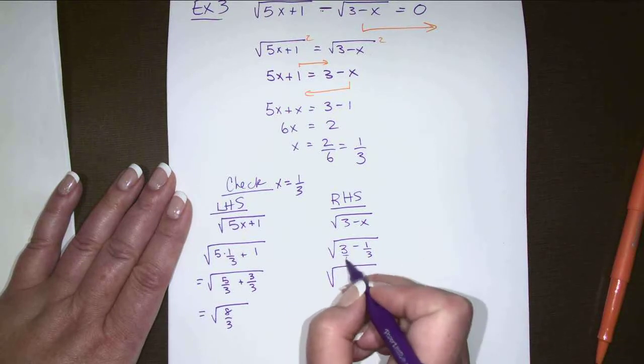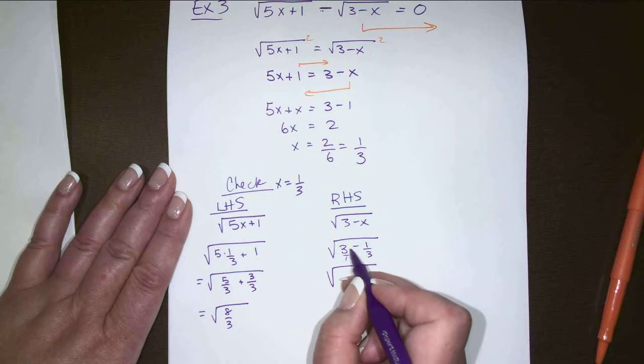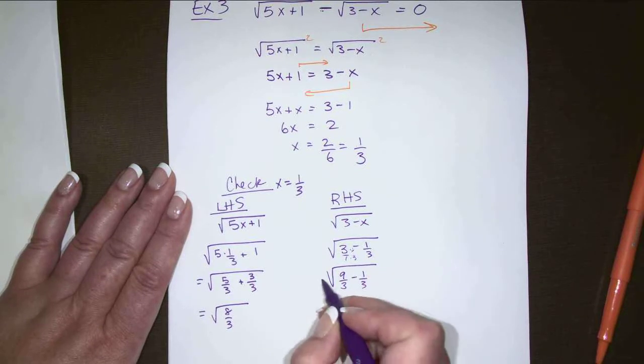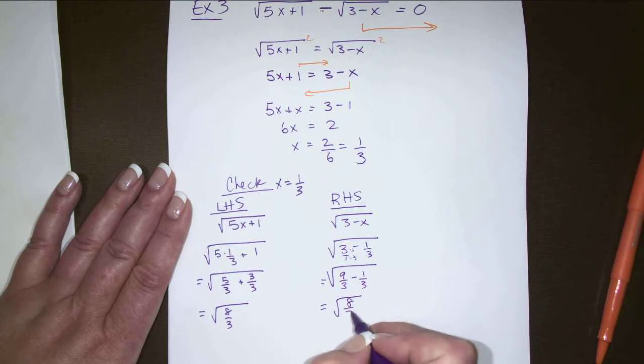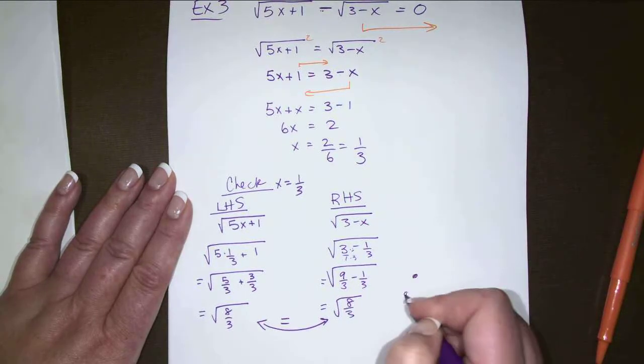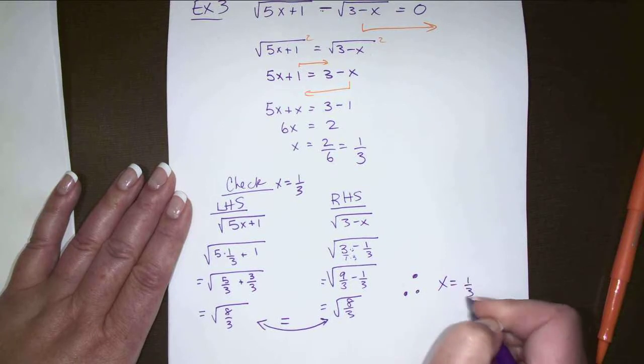So that's like a 3 over 1, so that if we multiply that by 3 over 3, we get 9 over 3 minus 1 over 3, which is 8 over 3. These are equal, therefore x equals 1/3 is the solution.